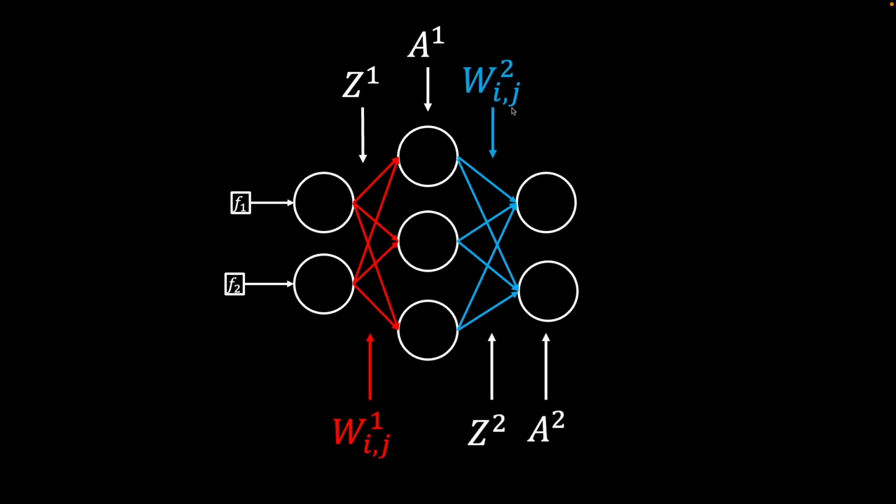We can think of W2 as the second set of weights connecting the hidden layer to the output layer. We can think of Z2 as the dot product of A1 and these weights. A2 is going to be the value of the output layer, or the activated version of Z2.